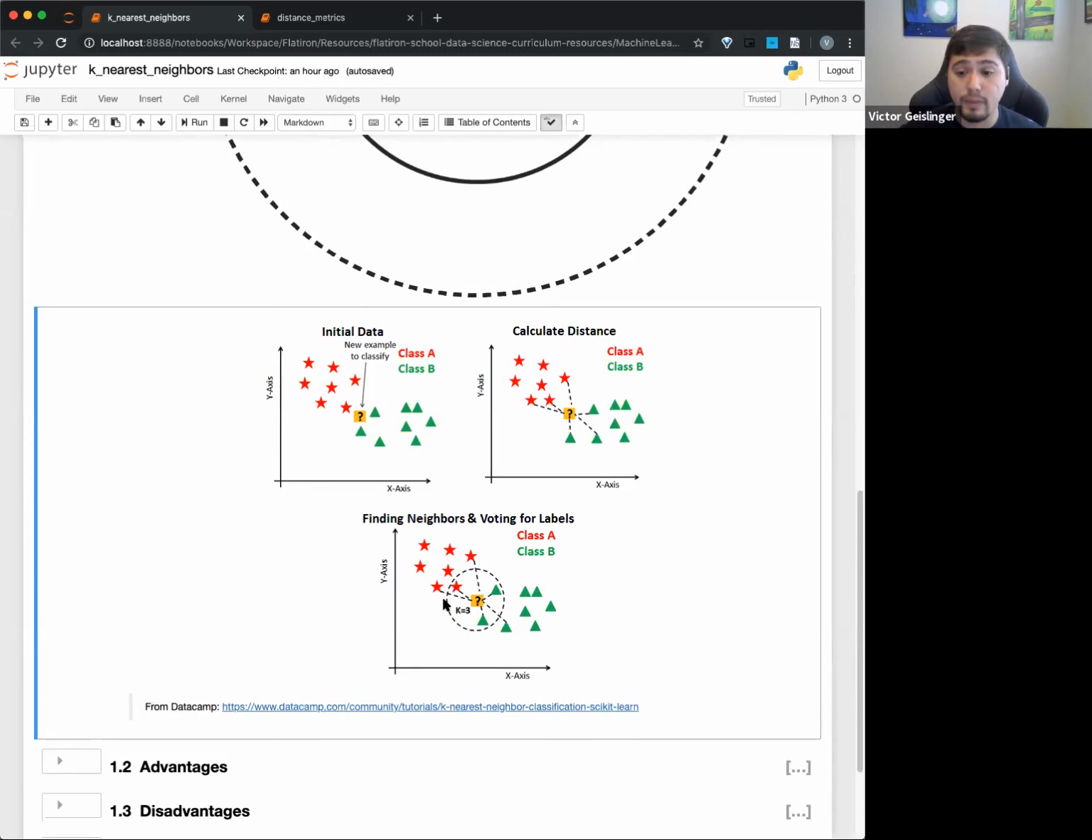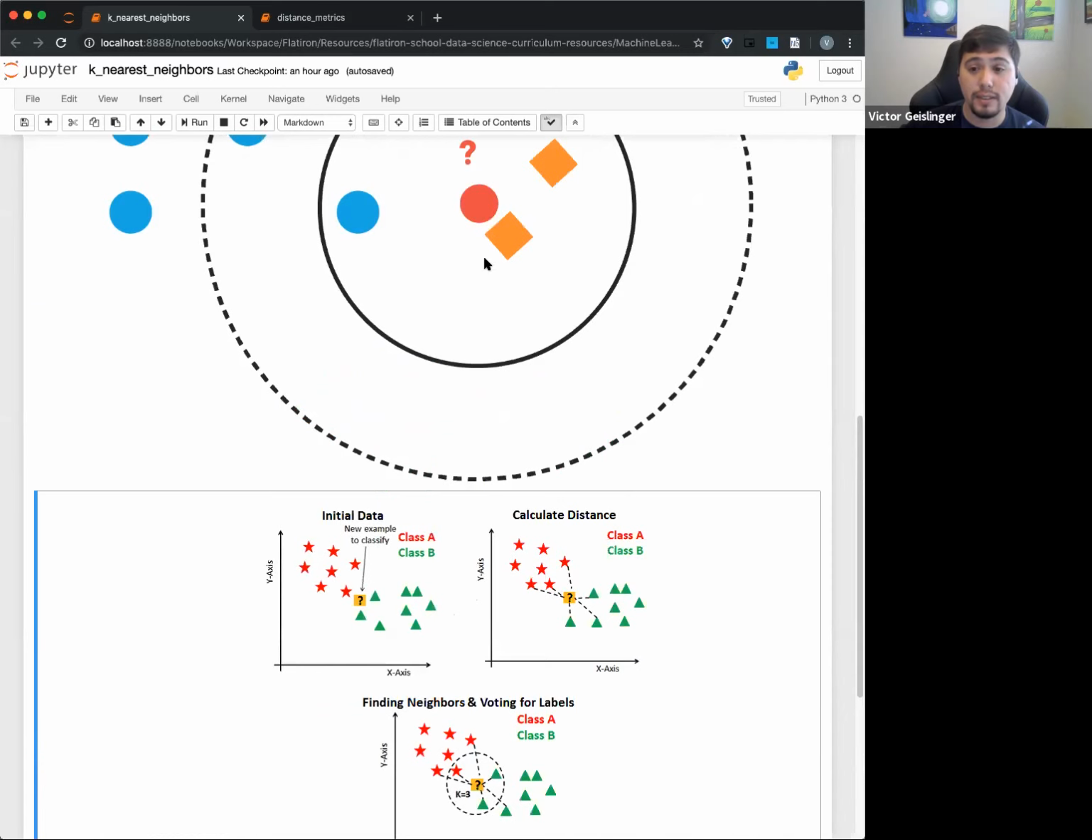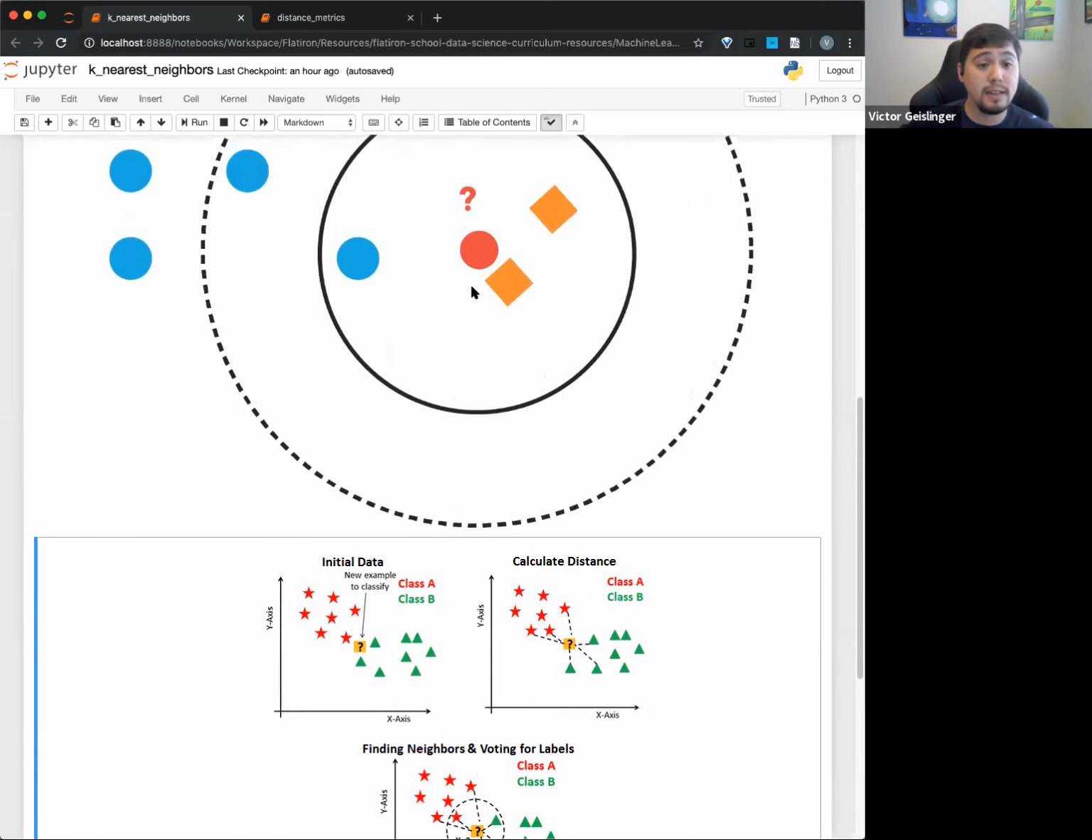We look at this part and ask, based on those who are closest, how many are actually in here? In this case, there are 2 green and one red star. That would mean this would be classified as green, the green triangle. So the idea is that we use the distances to figure out who is near it, and then we say, whatever's the most in there, that's what you are.